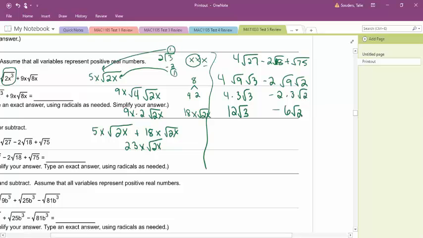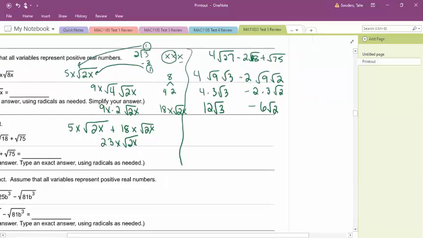Okay, and then 75. A 5. Good. 75 is 25 times 3. So I agree with you that you get a 5. Okay, so now you have 12 square roots of 3 minus 6 square roots of 2 plus 5 square roots of 3. Is that our final answer?